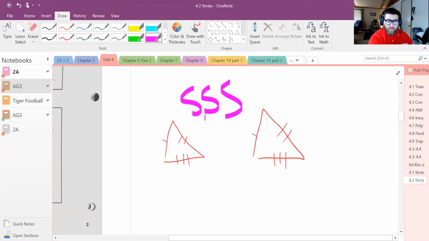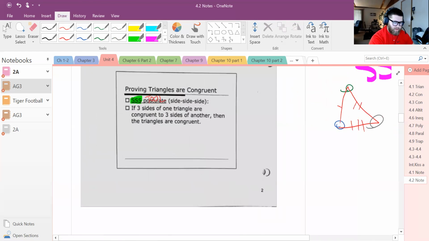Congruent means it's the same. Every corresponding part is the same. Okay, so what that also means, that means this angle is congruent to this angle. This angle is congruent to this angle. Let's use blue. This angle is also congruent to this angle. So just by showing 3, we now show all 6. That's our first shortcut, side, side, side.